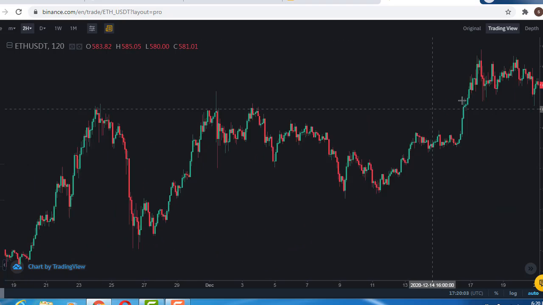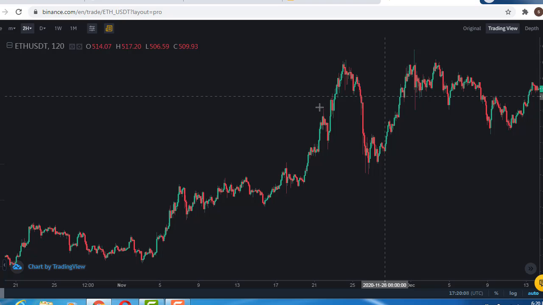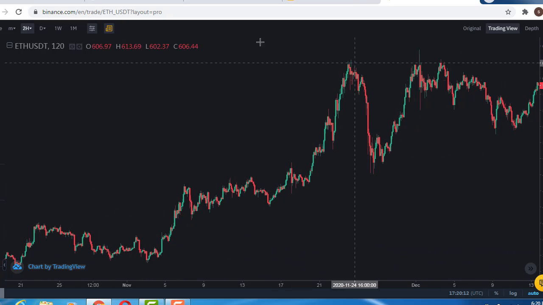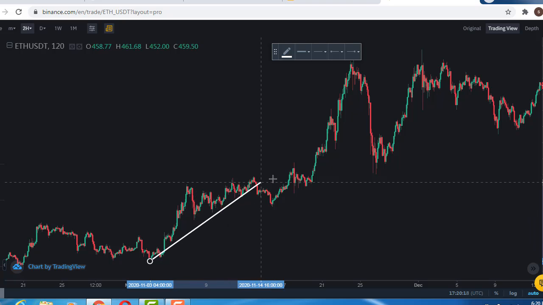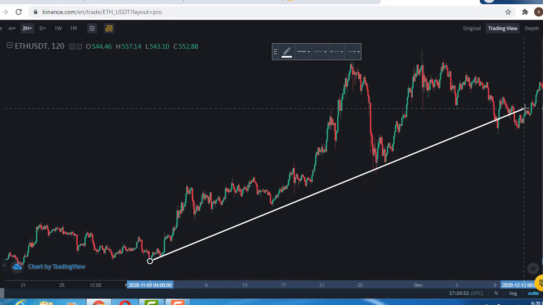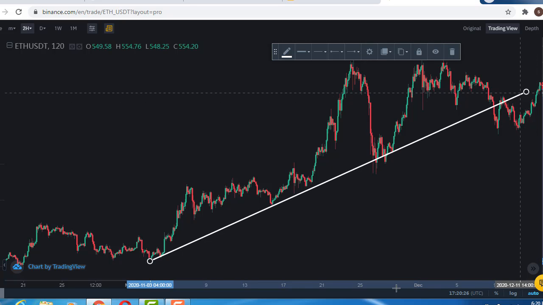Okay, so if you look at this very market, the first thing you have to do is zoom out. Once you zoom out, you can get a proper trend. So from here now, I can draw my trend line from this point. It must have the most touches.